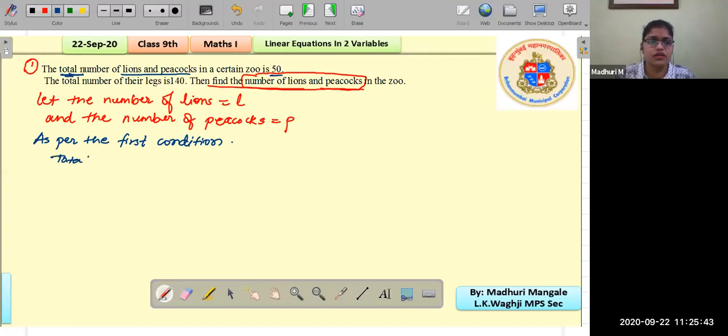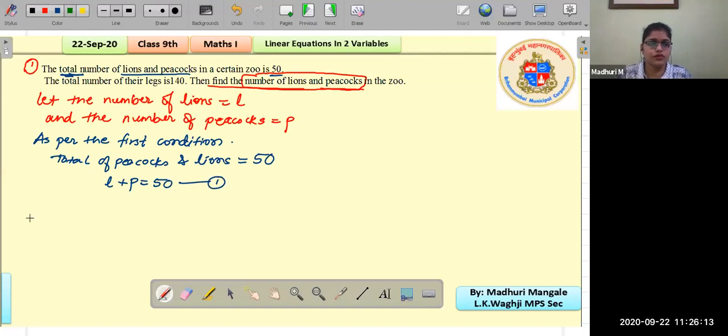Total of peacocks and lions is equal to 50. So we are going to just replace the words with mathematical symbols. The meaning of the word total is sum. So we are going to add L and P, that will make it 50. So L plus P is equal to 50. That gives us the first equation.